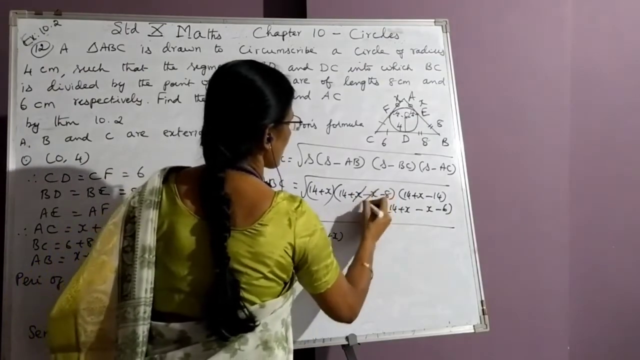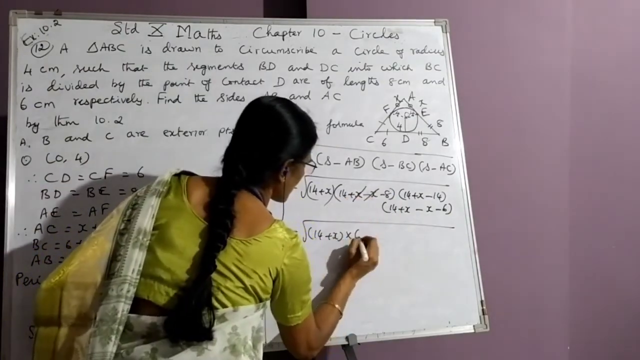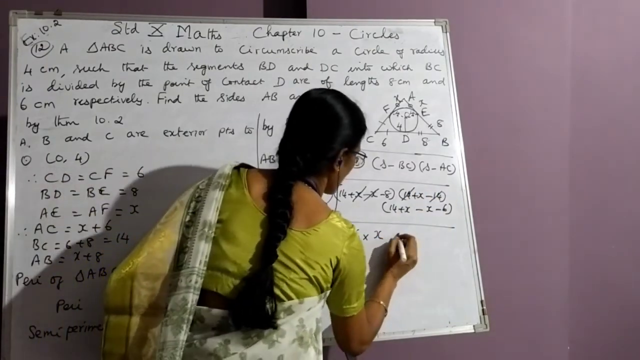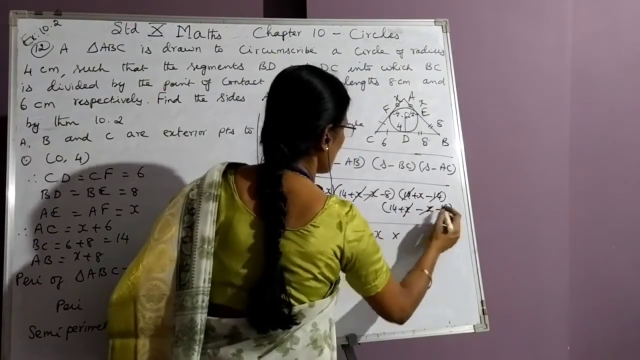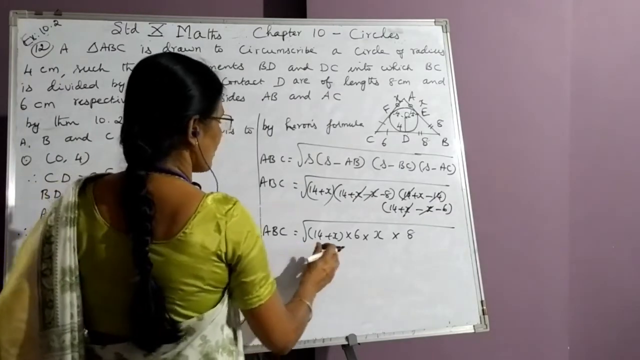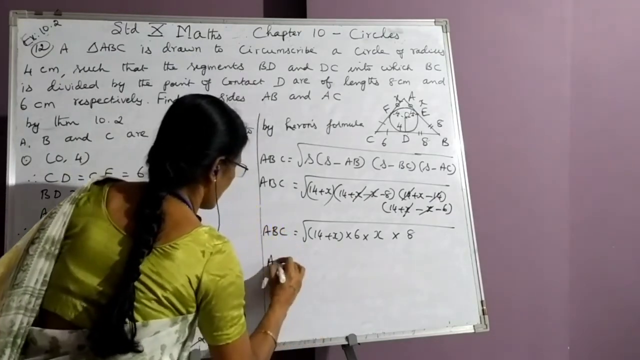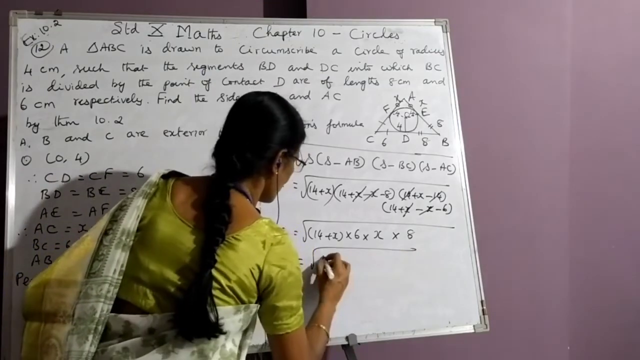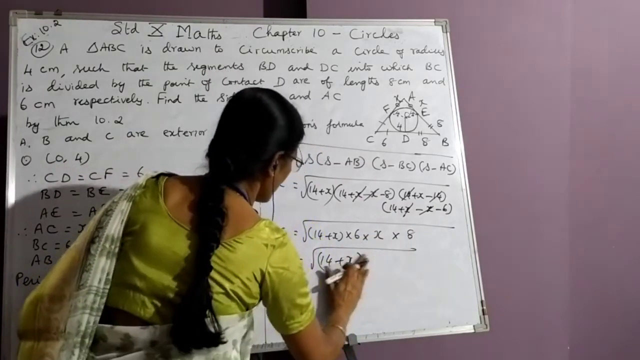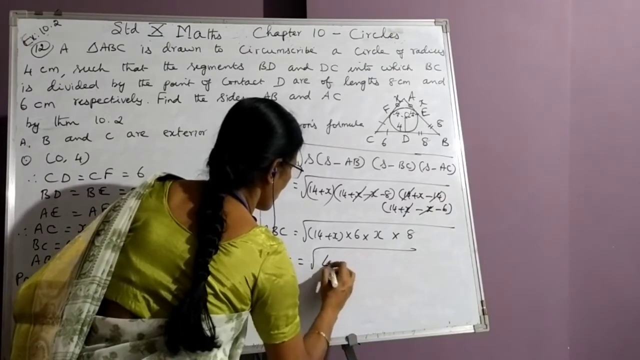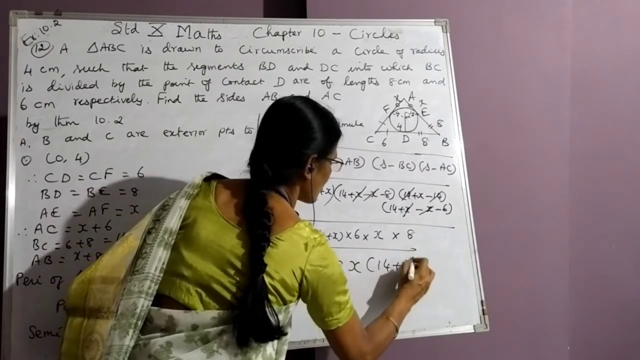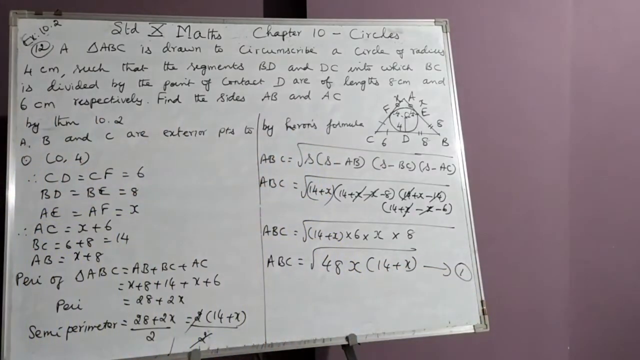Each bracket can be simplified. 14 minus 8 becomes 6. 14 and 14 get cancelled. Here x is left over, multiplied by. Here x and x get cancelled. 14 minus 6 is 8. So here we got area of ABC equal to root of 14 plus x, 6 into 8 is 48. So it can be rewritten as 48 x into 14 plus x. This is result number 1.